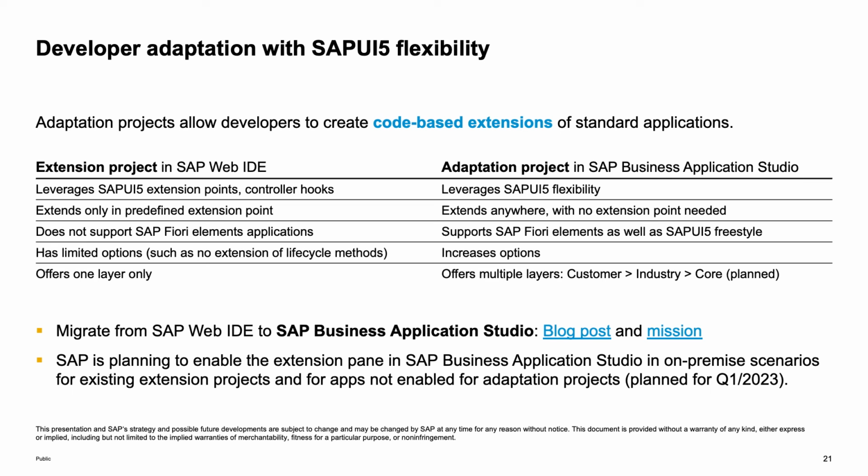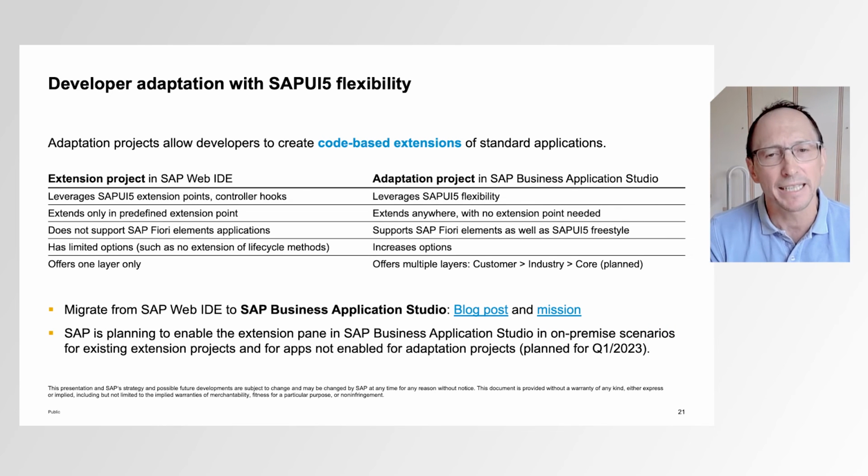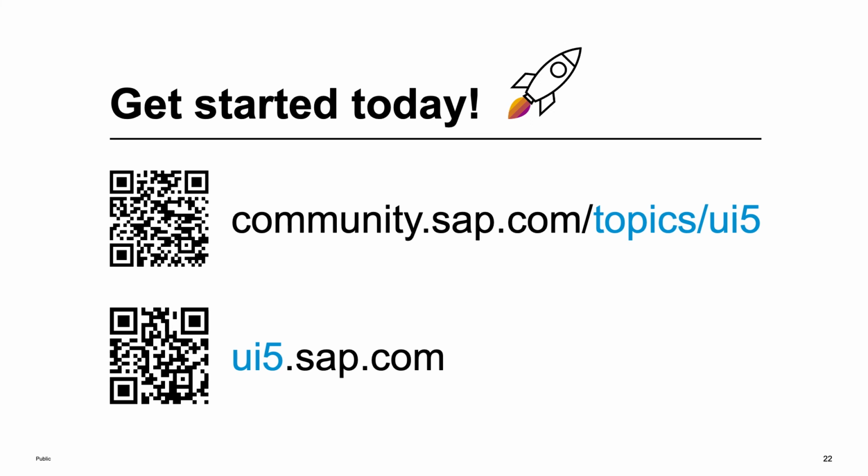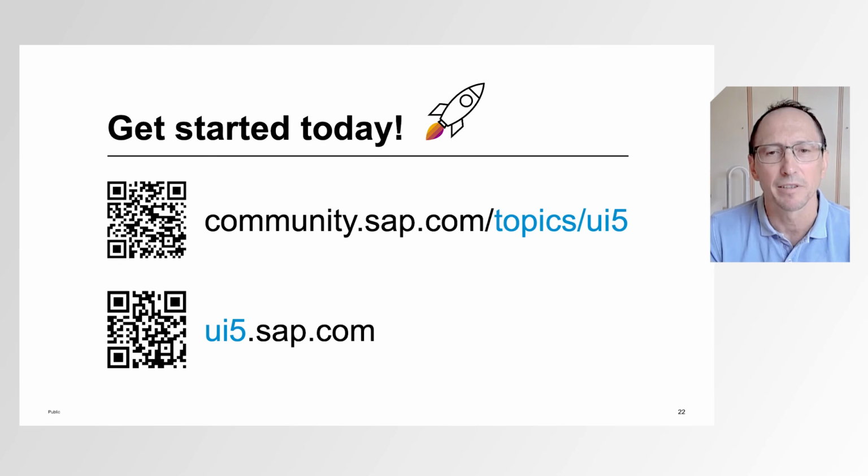Something new, clearly adaptation project. And there are some cases where you cannot migrate. For this, we also plan to enable you an extension pane in Business Application Studio, and this will be available around Q1 2023. We have seen a lot of cool and major improvements of UI5. We have seen easy UI5 generators, we have seen TypeScript, the flexible programming model, and also the adaptation projects. It's now your turn. Start using all this to make all the end users in your companies happy.